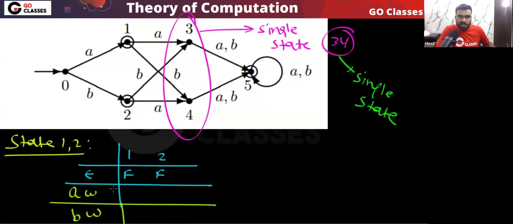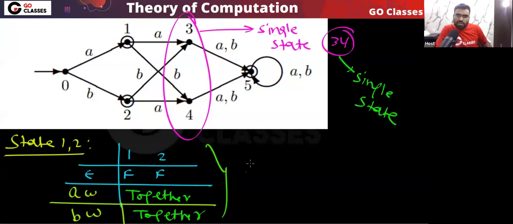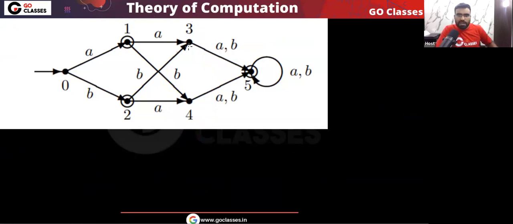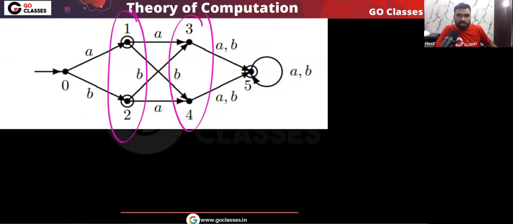So this is what I'm saying. If the string is starting with a, then they are together. And if the string is starting with b, then also they are together. So a string starting with a or b, they are always together. So I can say that states 1 and 2 are equivalent. Is this point clear? Let me know. So I can merge them. These two also I can merge.